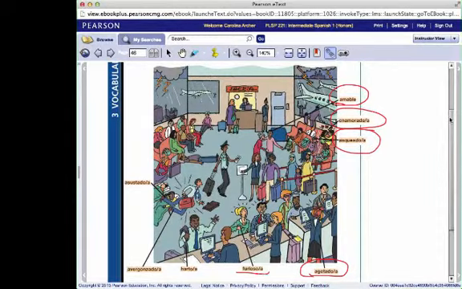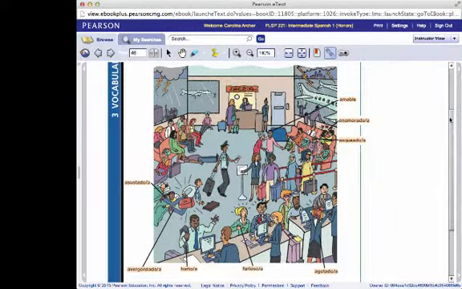Furioso o furiosa is a cognate, furious. Harto o harta. Harto means to be fed up with something, that you just can't take it anymore. Estoy harta o estoy harto. Avergonzado o avergonzada, ashamed or embarrassed. Asustado o asustada, scared or frightened. Okay, muy bien. So, go down here.